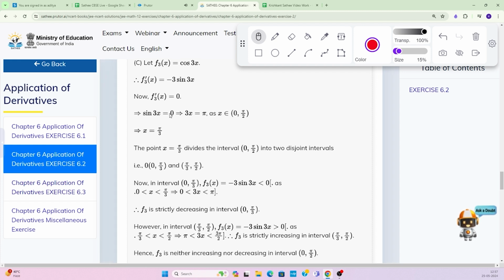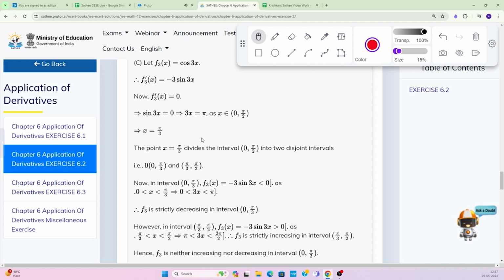So putting equal to 0, it will give you 3x is equal to pi, and what? 3x is equal to 0 also. So this means x is equal to 0, but in the domain we do not have x equal to 0, but in the domain x can be pi by 3. Yes, so that's why we can easily take 3x equal to pi. This means x is equal to pi by 3, and pi by 3 indeed belongs to this interval.